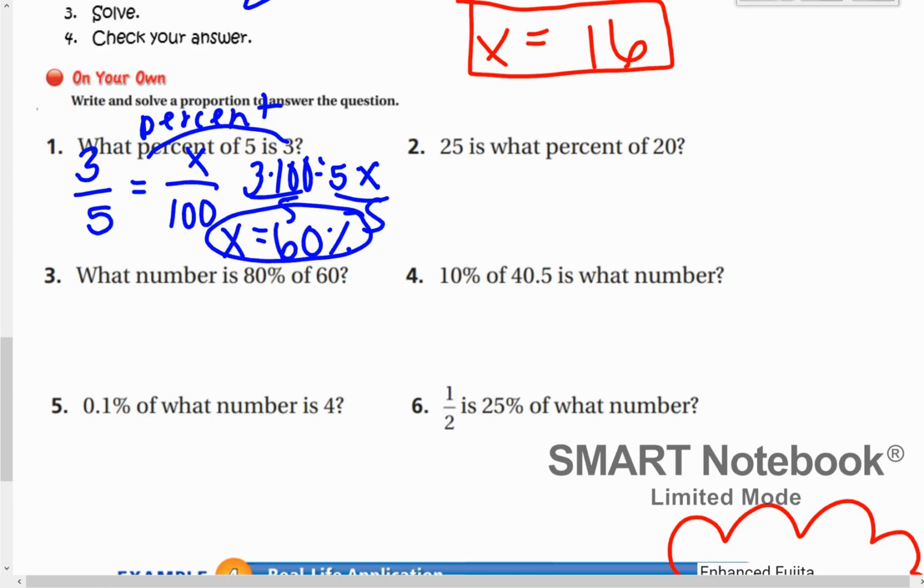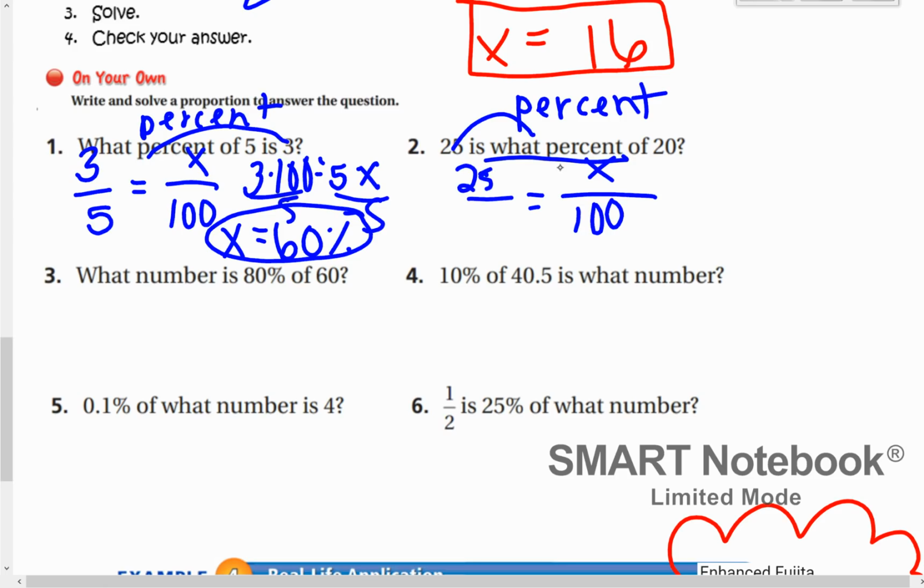Number 2, 25 is what percent of 20? So again, we can determine right away that we're missing that percent. Percent is out of 100. 25 is the part, so 25 should match up with where that percent is, out of 20, which is our whole. Again, we're going to use cross products. If we look at our proportion right now, we notice that our part is going to be bigger than our whole, so our percent should be bigger than 100. That's a good little mental note to have.